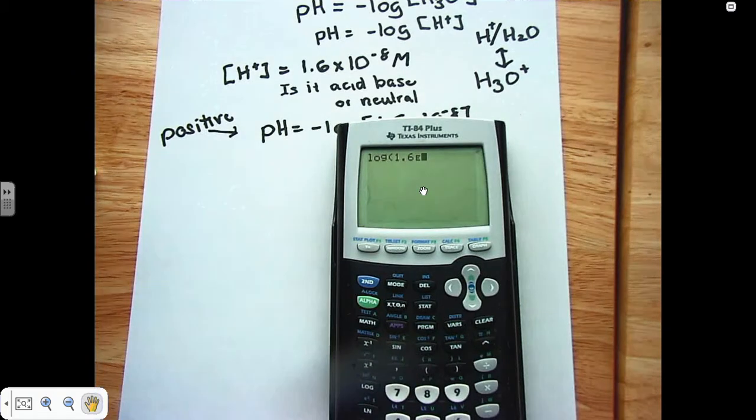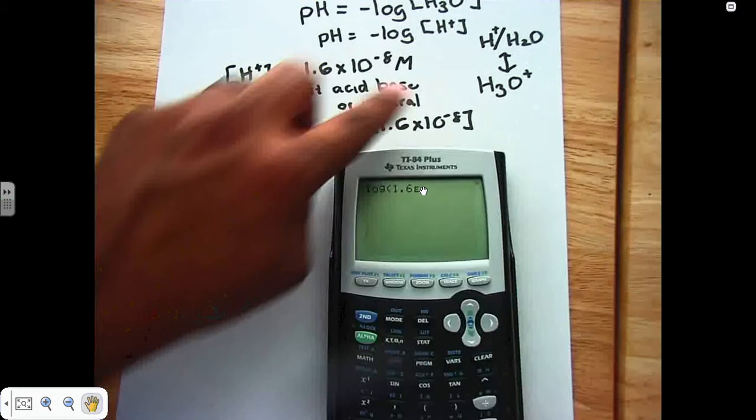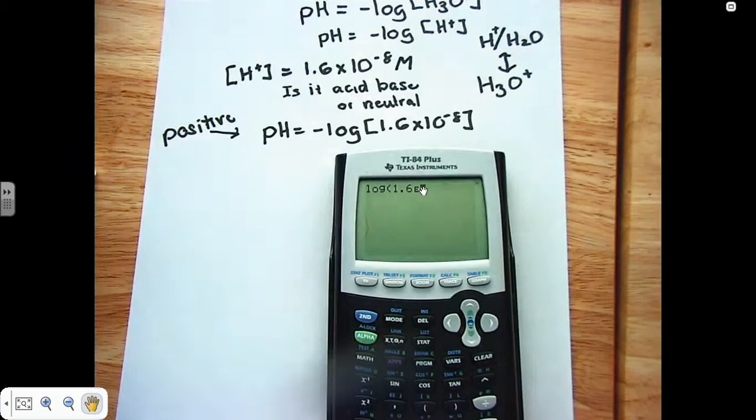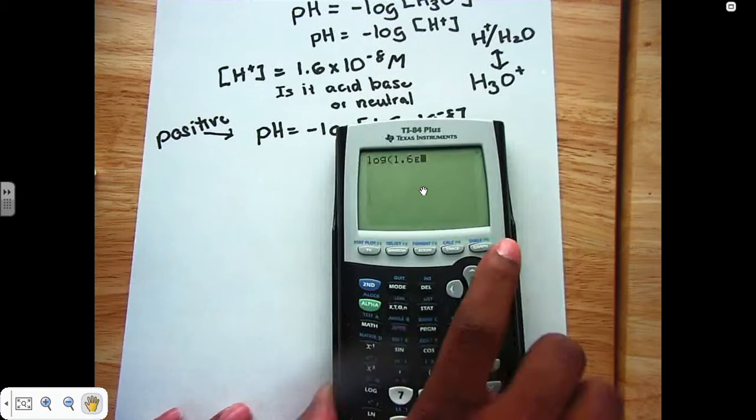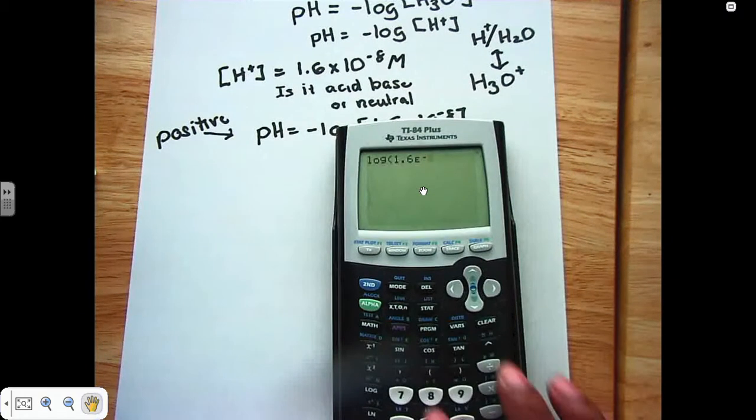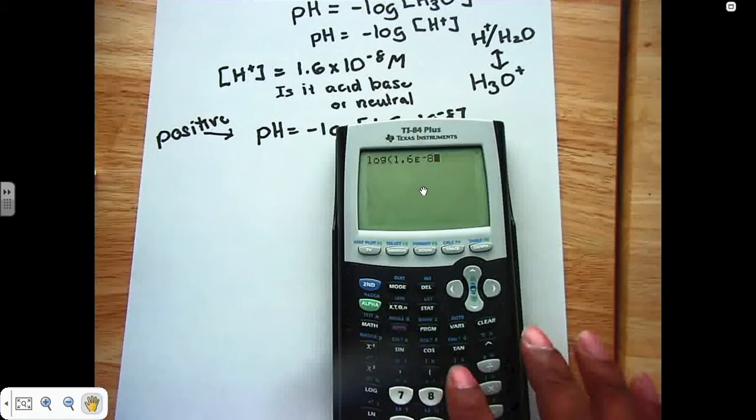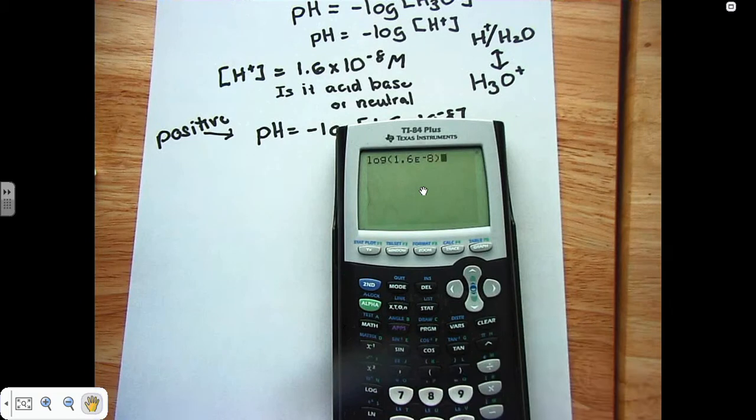And E means times 10. So then I'm going to put E, and then I'm going to raise it to the value that I have here. I have it raised to the -8, so I'm going to press the negative symbol, not minus. I'm going to put -8, and then I'm going to put a closed parenthesis. And then I'm going to press enter, and as you can see, it gives me an answer that is negative.